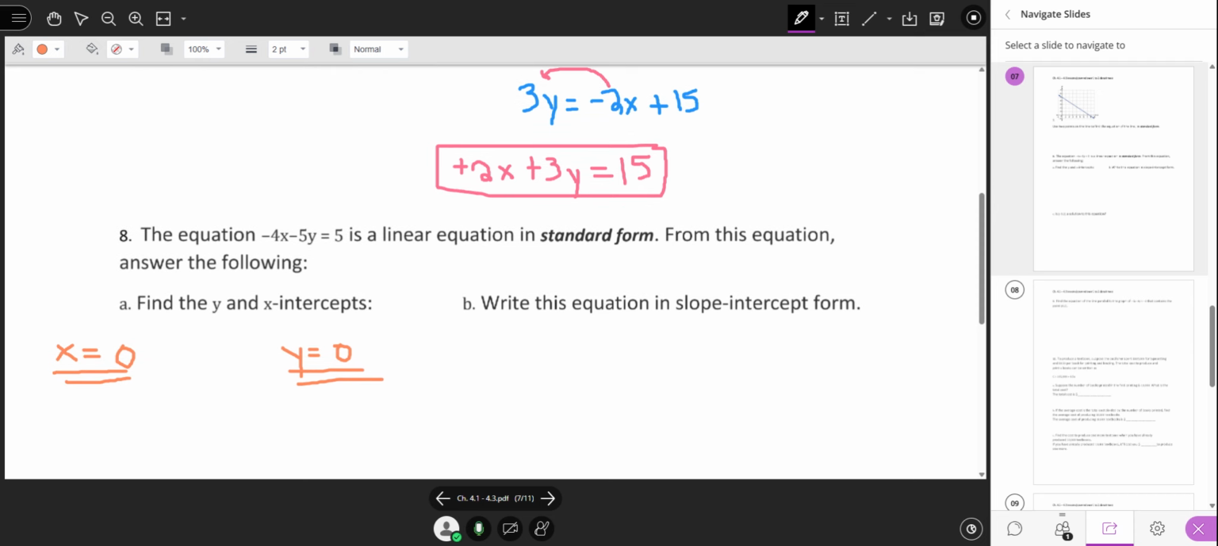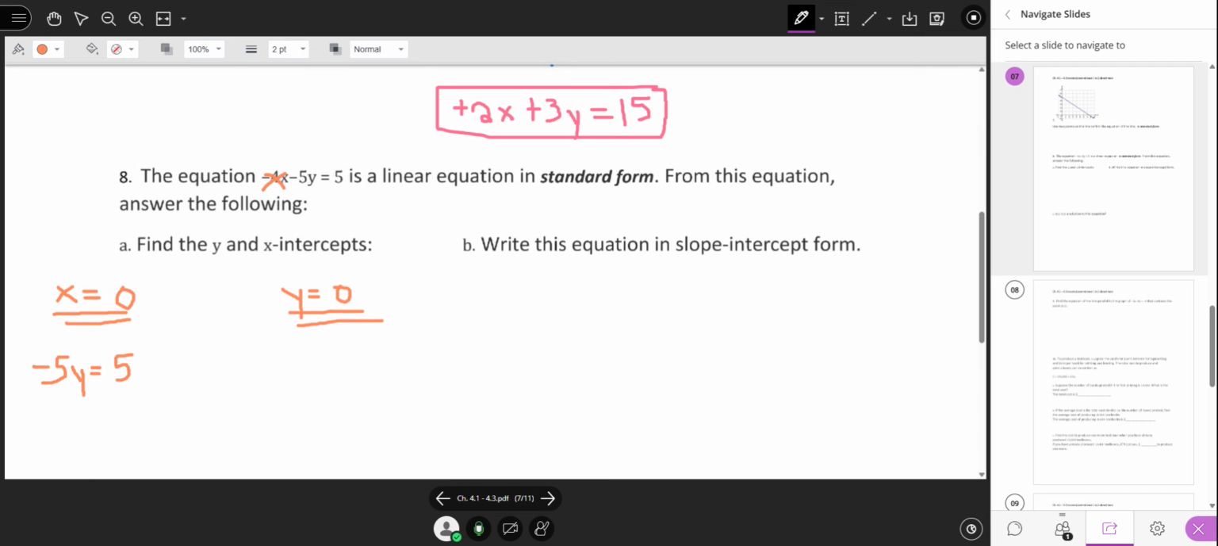And I like this. When x is 0, that term goes away and you're left with negative 5y equals 5. The opposite of times by negative 5 is to divide by negative 5. Positive divided by negative is negative. 5 divided by 5 is 1.